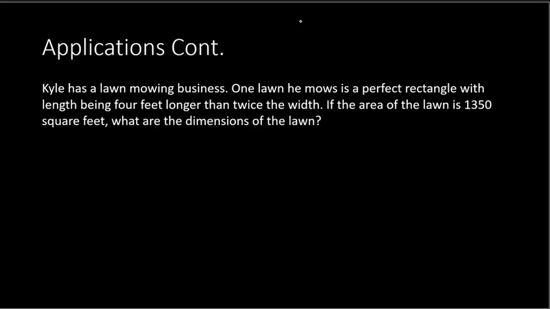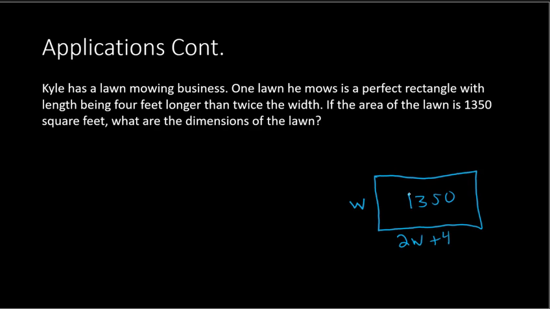So when you begin this, it's helpful if you draw a picture. You don't have to, but it's helpful many times. It says the length is 4 feet longer than twice the width. So the width would be W. The length in relation to that is 2 times W, plus 4, because it's 4 feet longer than twice the width. And we know the area is 1,350 square feet. So that would be our picture that we want to use.